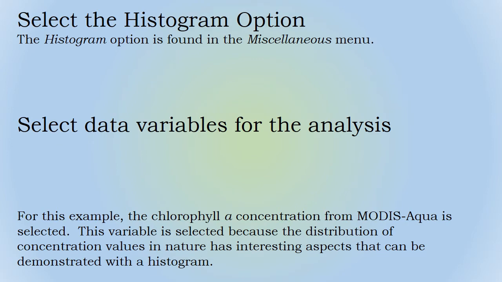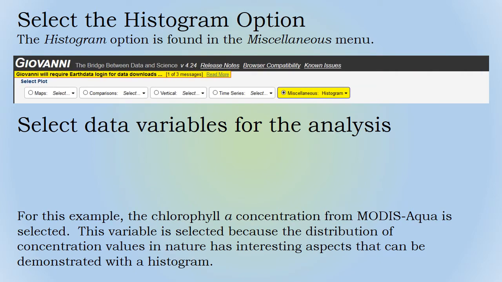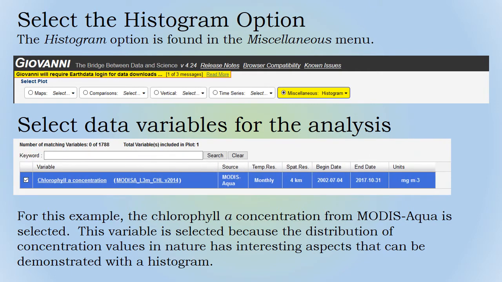The first step is to select the Histogram Analysis option. The histogram option is found in the miscellaneous menu. The next step is to select a variable of interest. For this example, the chlorophyll A concentration from Modis Aqua is selected. This variable is selected because the distribution of concentration values in nature has interesting aspects that can be demonstrated with a histogram.